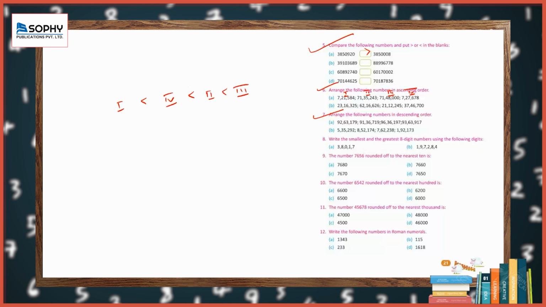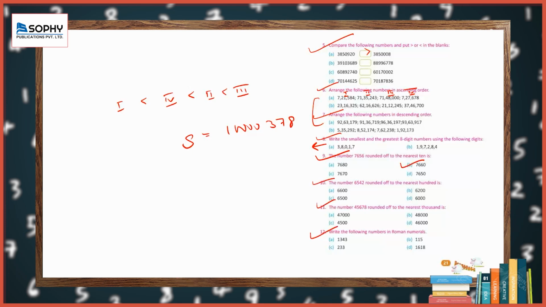Similarly, you have to do it in the descending order students. Next is, we have to write the smallest and the greatest number formed by these digits. So the smallest is, very good students, that is 140378. Next is, we have the number 7676 rounded off to the nearest 10 in, very good students, B option. That's how you have to do 10th and 11th.